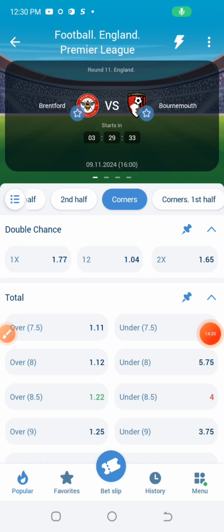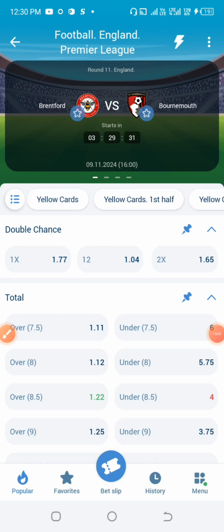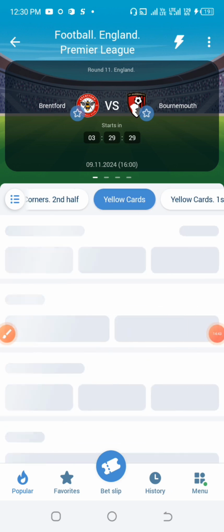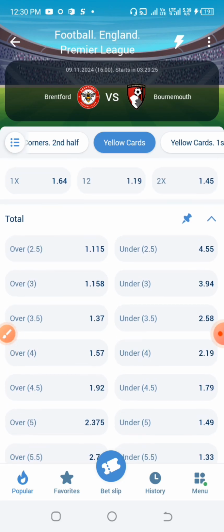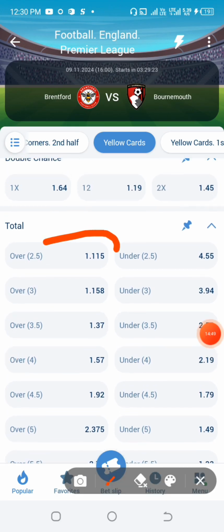But one problem is that we may not really find this particular booking market on just any bet platform. Each bet platform has its own way of attracting its customers. But hold on, let me quickly check this. Okay, this is yellow card. The bookmakers are currently providing us the market for over 2 yellow cards at odd of 1.115.